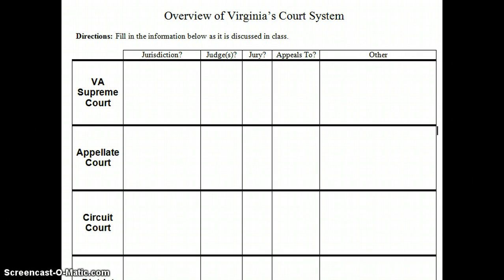Hello, this short recording is an overview of Virginia's court system. Please make sure that you return to the right page in your resource book and that you're ready to go. To start off, I want to briefly compare Virginia's court system to the U.S. court system. So here's what I'd like for you guys to do. The page to the left, the previous page next to the overview of Virginia's court system, should be blank.